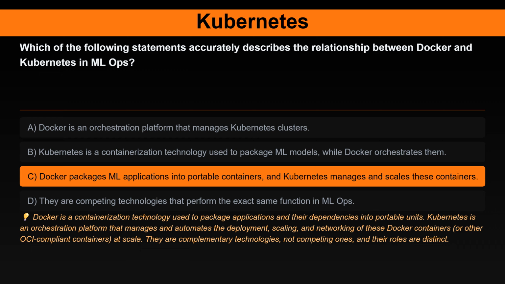The correct answer is Docker packages ML applications into portable containers, and Kubernetes manages and scales these containers. Here's the explanation. Docker is a containerization technology used to package applications and their dependencies into portable units. Kubernetes is an orchestration platform that manages and automates the deployment, scaling, and networking of these Docker containers, or other OCI-compliant containers, at scale. They are complementary technologies, not competing ones, and their roles are distinct.